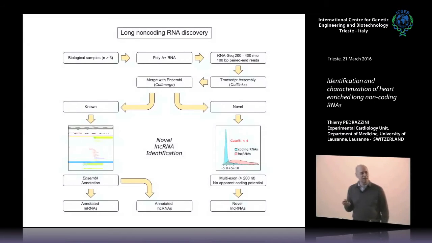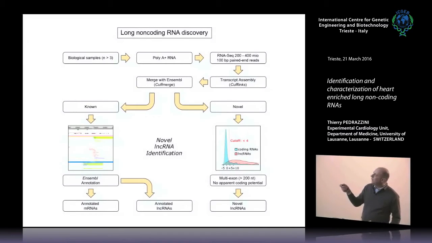This was a choice at the beginning just to facilitate the characterization. And we perform very deep RNA sequencing. I'll come back to this in a minute, but we generate 400 million reads per sample, which is extremely high as compared to what people use usually, which is in the range of 50 million.